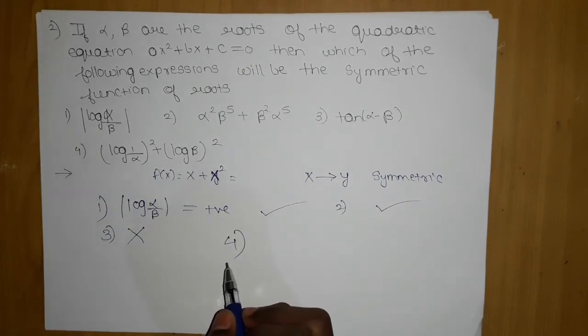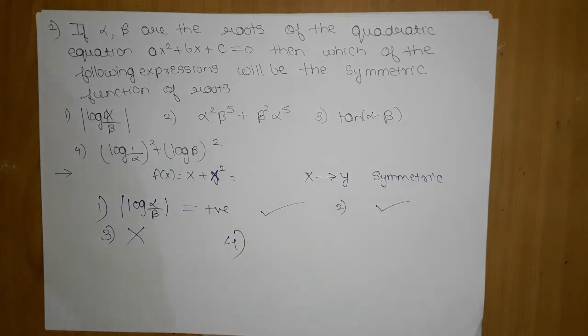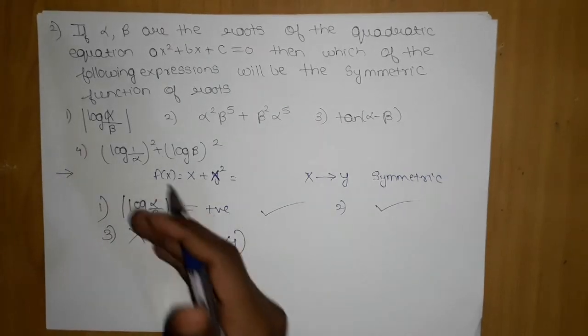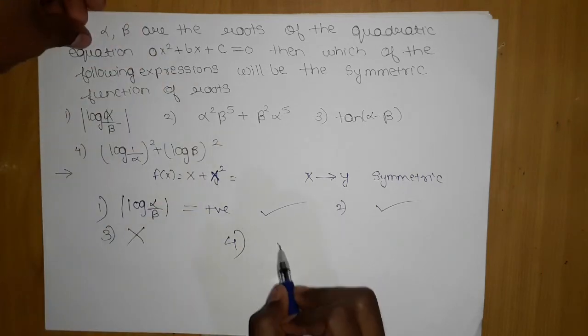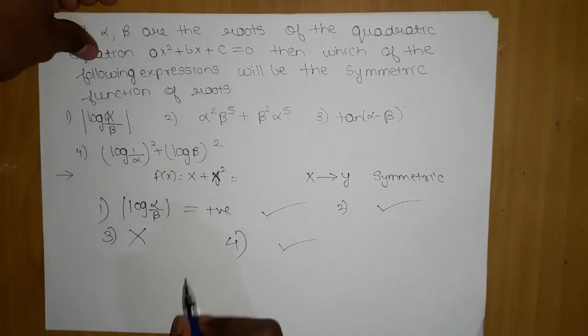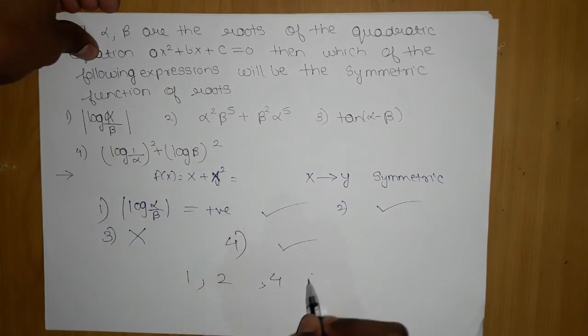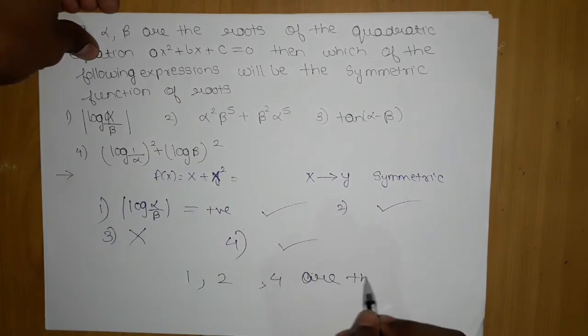What the fourth tells is log 1 upon alpha. If I take it as beta and if I replace it, minus log beta will be a negative of log of b. If I replace alpha by beta, although a sign will form, due to the square the function will be symmetric. They both have square, so the fourth is also satisfied. So what are the correct answers? First, second and fourth are the answers. Three answers are there here.